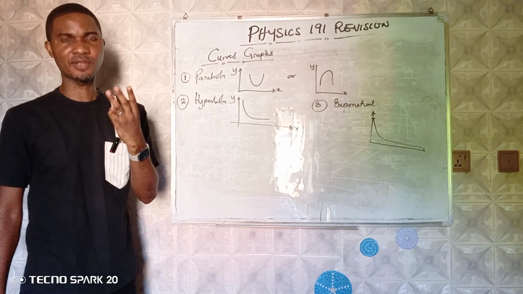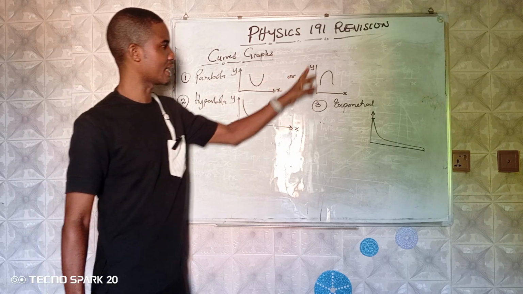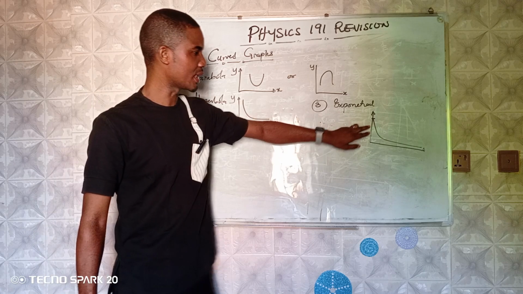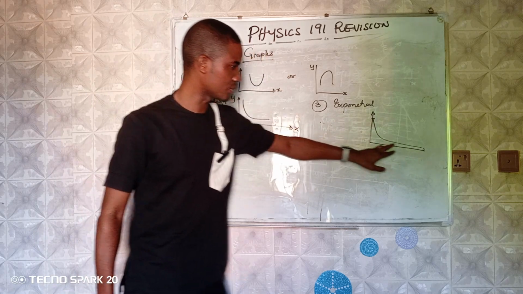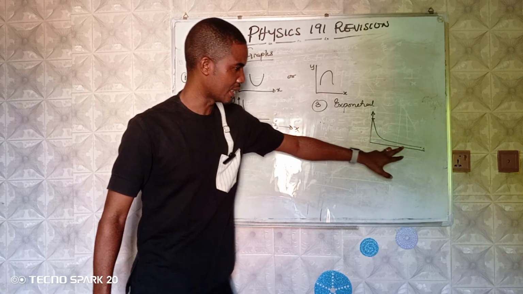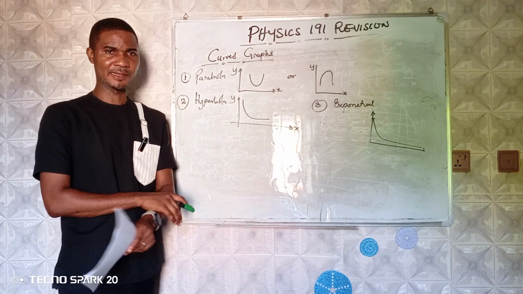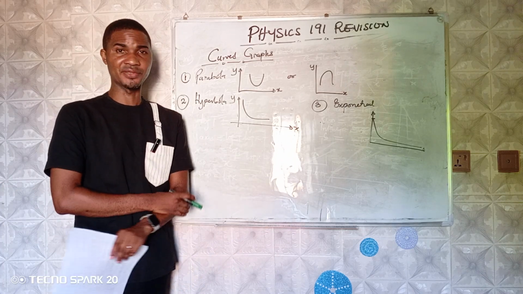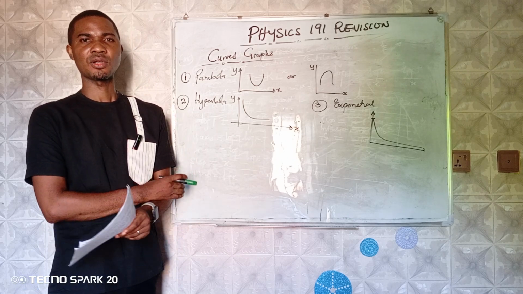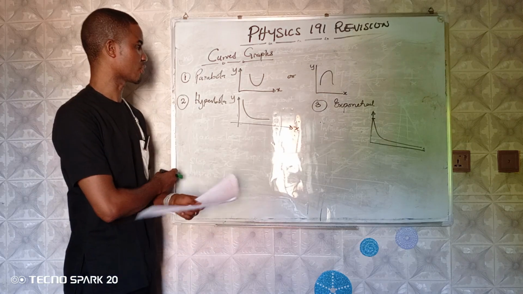We have 3 types of curved graph we see in physics. One is the parabola. When it's a parabola, it is either like this or like this. The other one is the hyperbola. And this one is exponential. Watch the exponential graph, look at how it goes. It goes as if it wants to touch the baseline. So these are the 3 types of curved graph we have in physics. Now we want to see some experiments that go with curves. So we'll look at some examples.